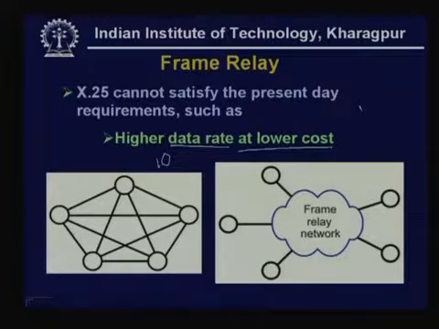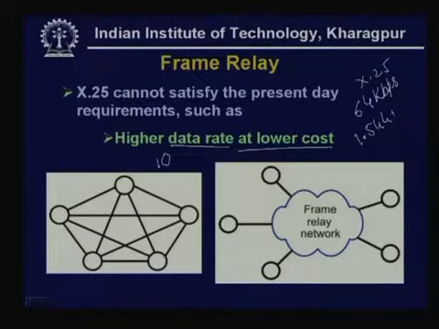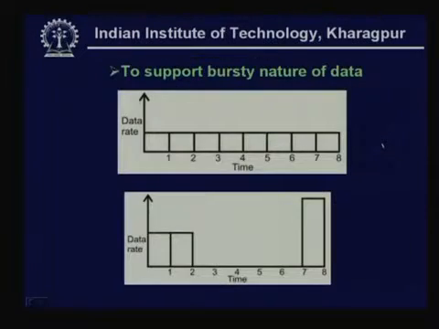For example, compared to 64 kilobits per second used in X.25, frame relay uses a minimum of 1.544 megabits per second. Of course, nowadays higher data rates can also be used, but that was the minimum value with which it started. So, speed is significantly higher. Another important point is that X.25 does not support the bursty nature of data. It establishes a point-to-point communication, and the data flow has to be streamed or continuous.